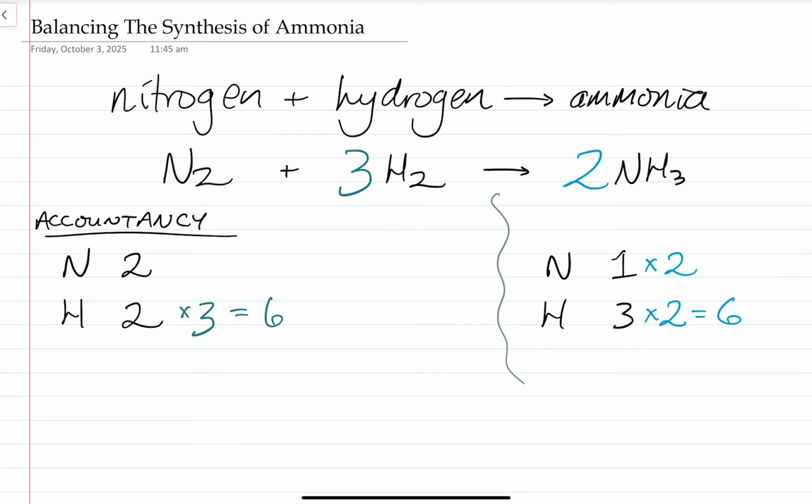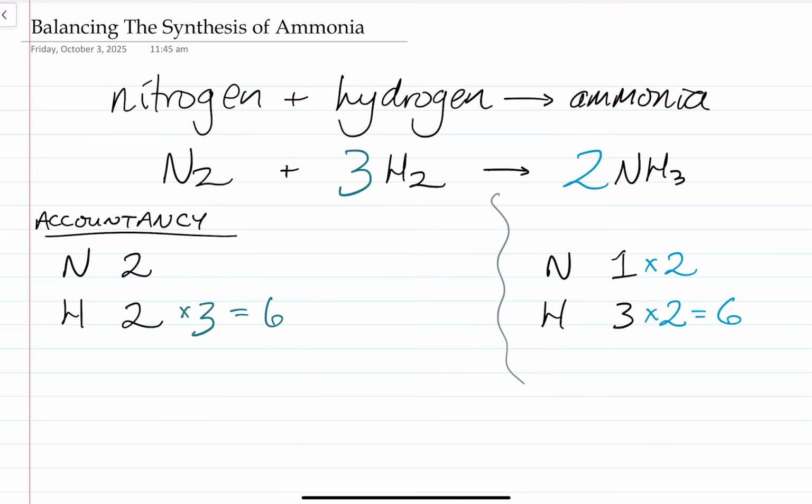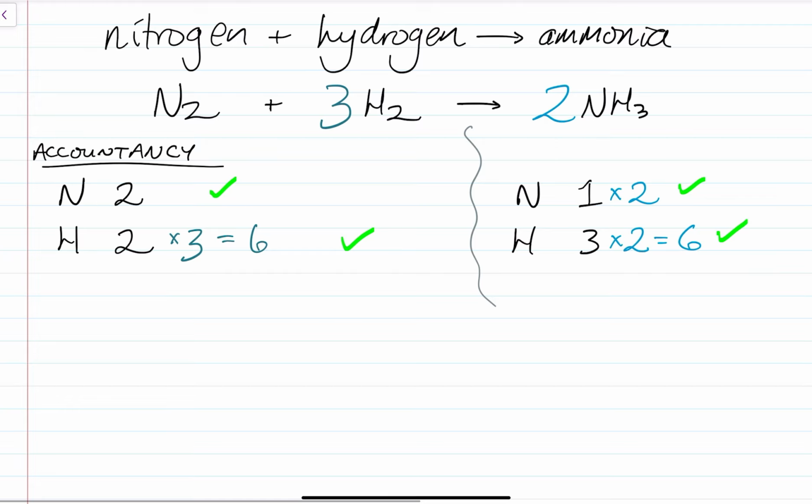And what's nice about this is we can take out our green check mark, and we can give ourselves some check marks. Okay, 2 and 2, they match up. 3, 6 and 6, they match up. And that's how I was taught to balance. Cool. Let's call this a cloning method.